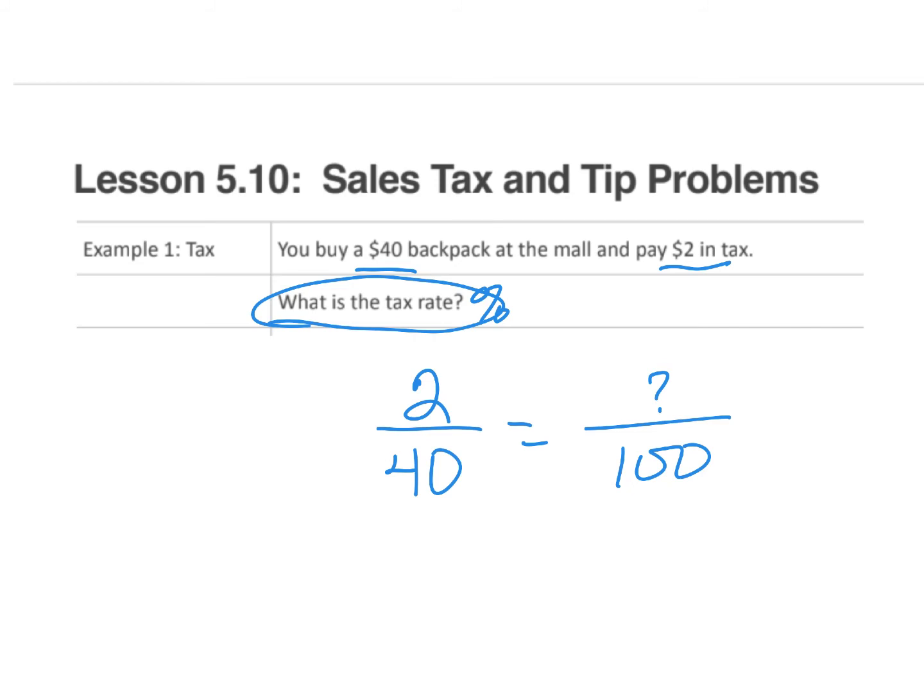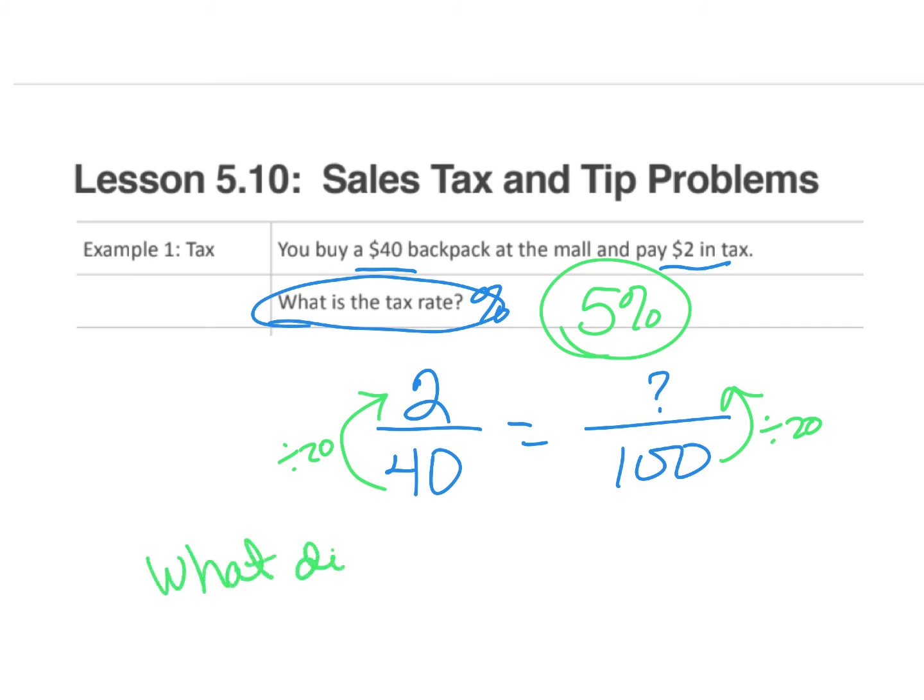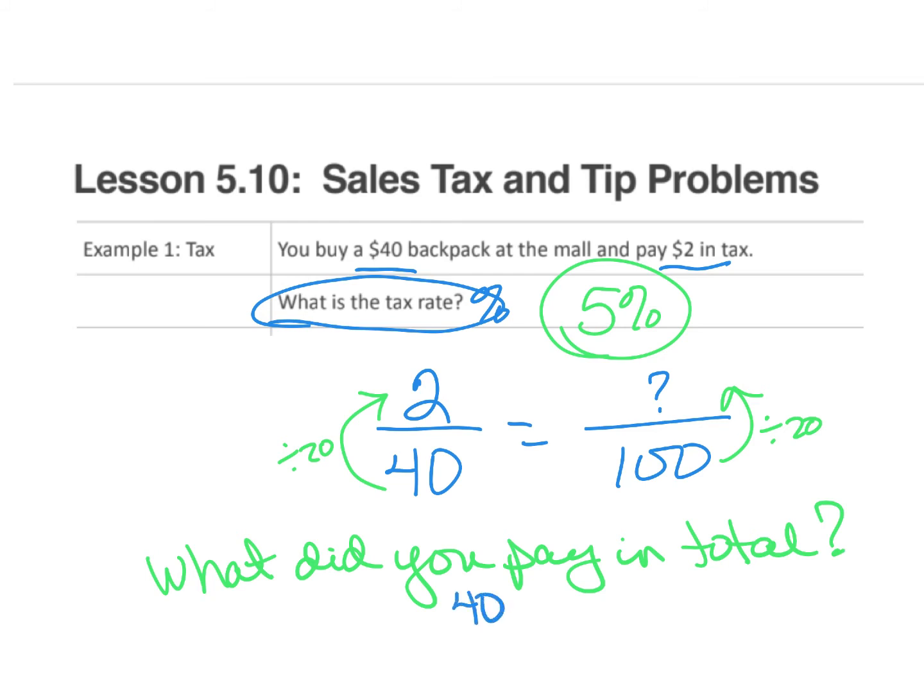So we can solve it the easy way. 40 divided by 20 gives me 2. So 100 divided by 20 gives me 5. So our tax rate is 5%, and that is our answer. You don't need a label other than 5%. Now, if the question says, what did you pay in total, then you would have to add them together. So then you would take the $40 for the backpack plus the $2 in tax, and you would pay a total of $42.